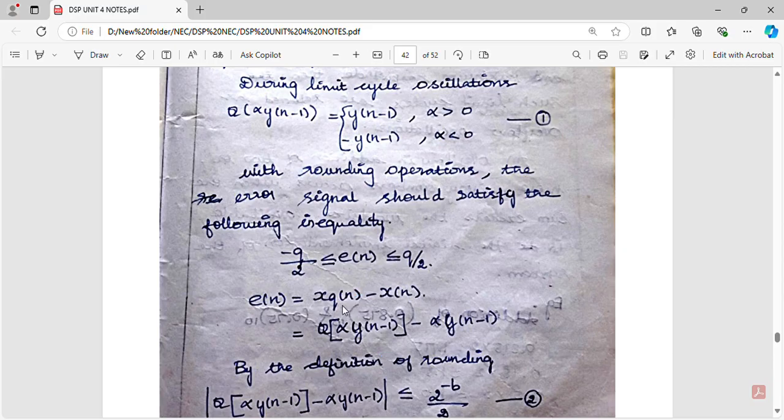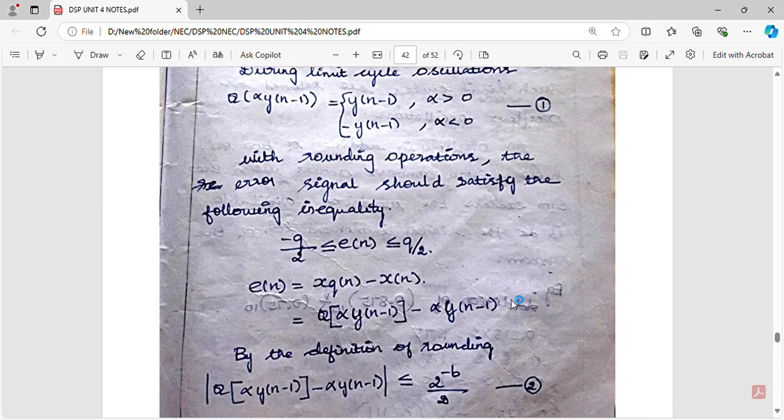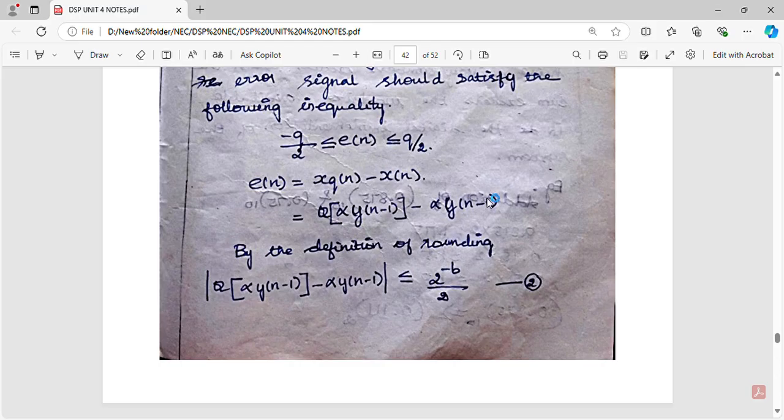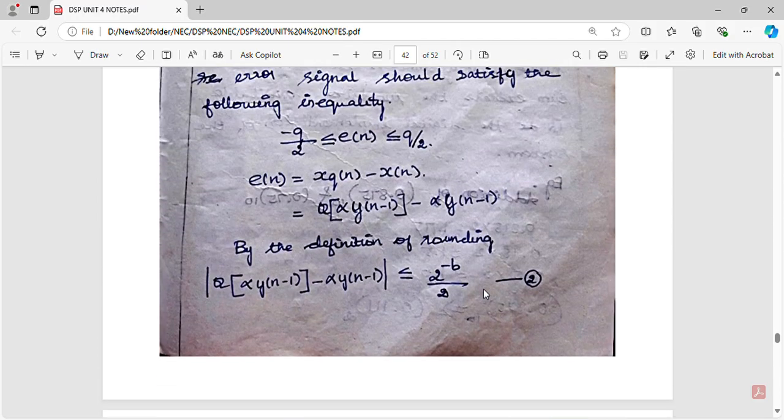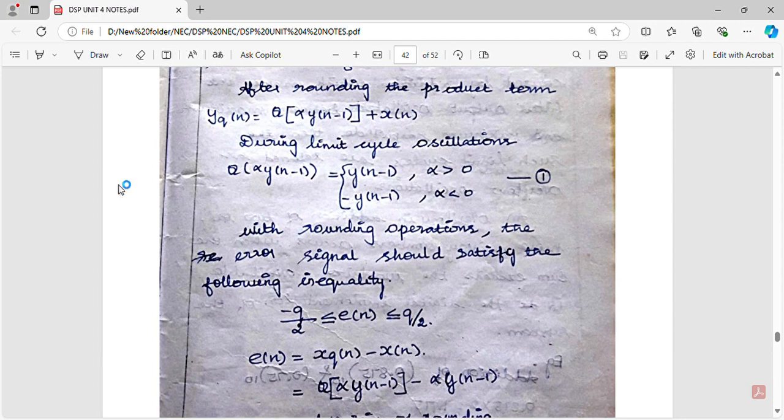Therefore xq of n, which is the quantized signal, is equal to Q of alpha into y of n minus 1, and x of n is the original signal, that is the product term alpha into y of n minus 1. So by the definition of rounding, we substitute these values: modulus of Q of alpha y of n minus 1 minus alpha y of n minus 1 is less than or equal to 2 power minus b by 2. And if we substitute expression 1 in expression 2, the quantized value.